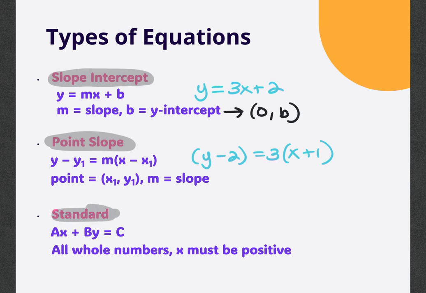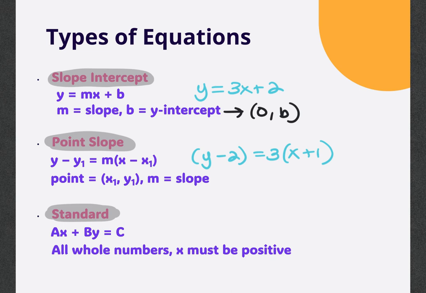And then the last one is your standard form, and that is ax plus by equals c. You'll never plug information into standard form, but it could give you an equation in standard form to get information out of, or it could ask you to find the equation of the line and put it in standard form. So to find the equation of a line, I would pick either slope-intercept or point-slope, and then I would move things around so that it is in standard form.